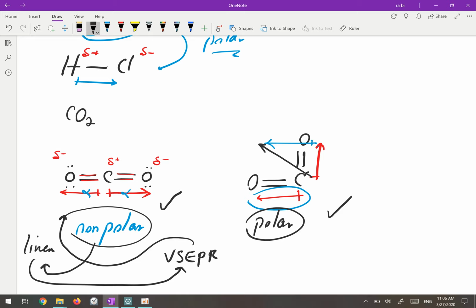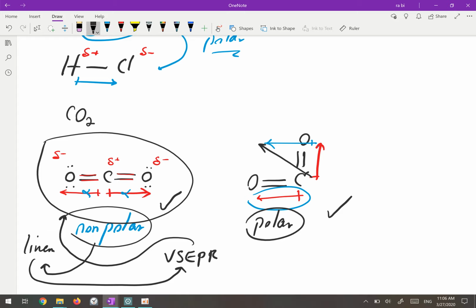So what do you have here? You have two polar bonds, but the molecule becomes nonpolar. So you must be careful what the question asks you. Sometimes they ask you if you have a polar bond or not. Sometimes they ask you if your molecule is polar or not.